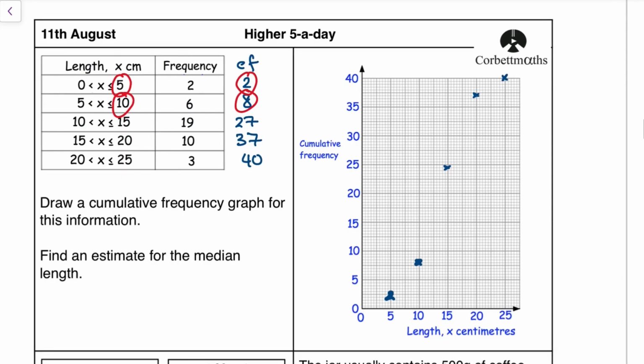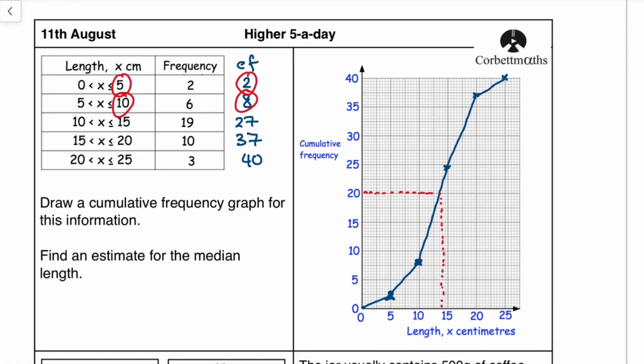Now, bit of debate, and I feel quite strongly about this one. Get your ruler out and draw a straight line. The reason for that is straight lines are allowed in the mark scheme. They're specifically written, and it is much better than trying to draw a nice curve, which is going to risk being too curvy and get the next part wrong. Because the next part says find an estimate for the median.